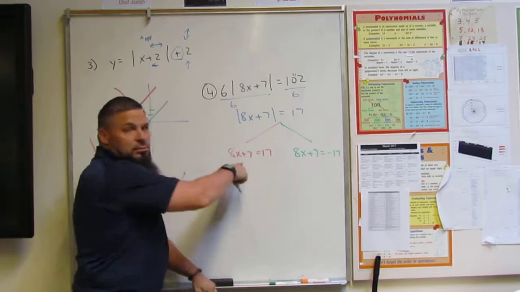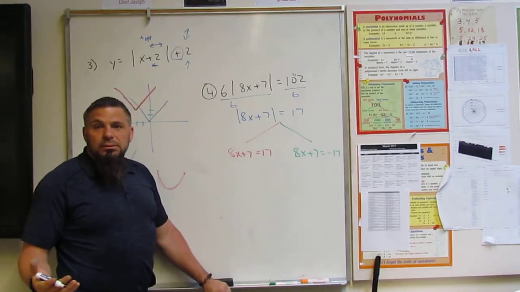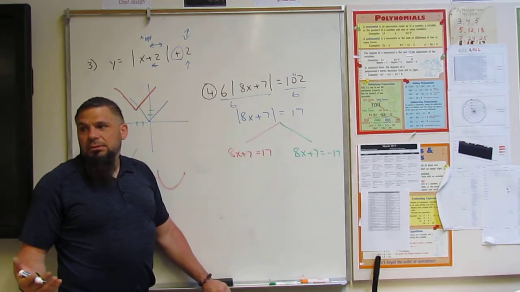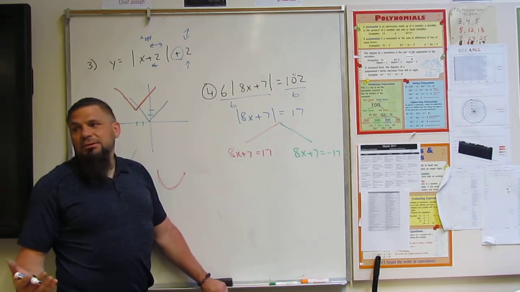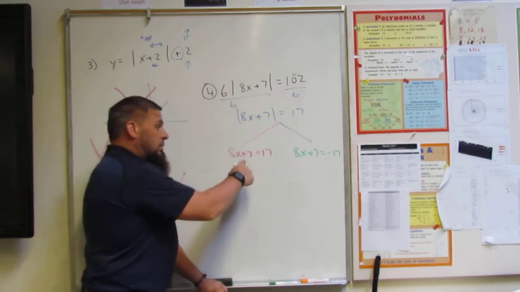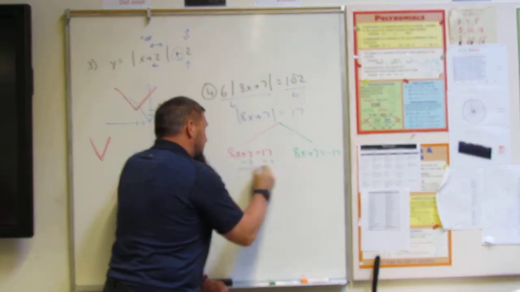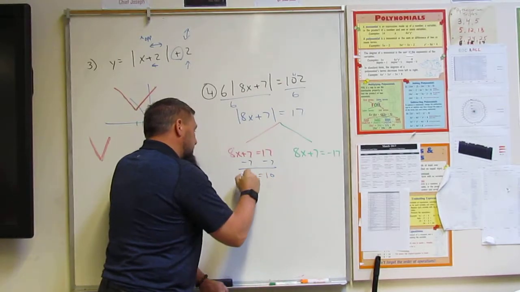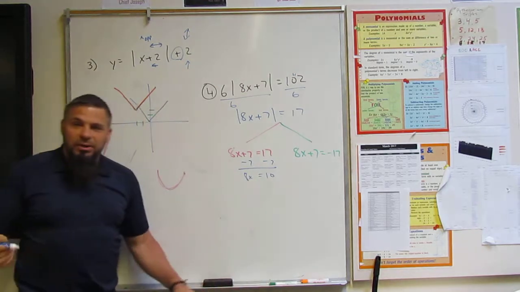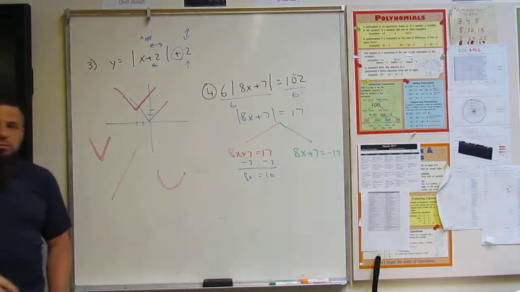What do we do? What? -7. -7, good. I just couldn't hear you. Might still have water in my ears. You have to help me out. Then what? Divide by 8.